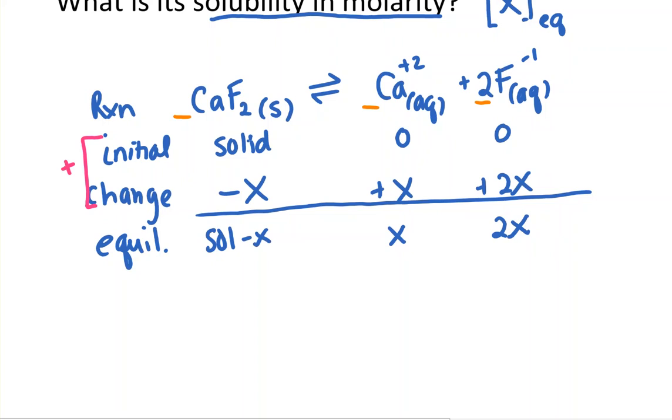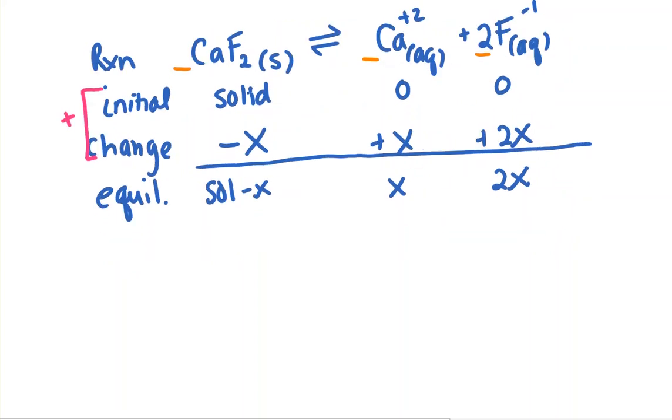Okay, so after we set up our RICE table, let's set up our equilibrium constant expression. In other words, for this reaction, what is KSP? And I put that there. Remember, it's products over reactants, but actually we don't include the reactants because the reactant is a solid. So we just go by this reaction and we do the products.